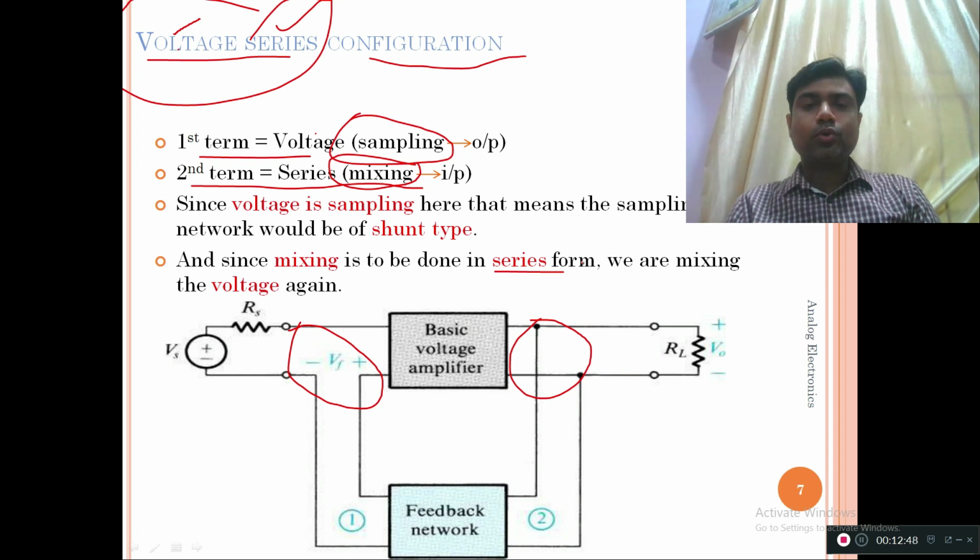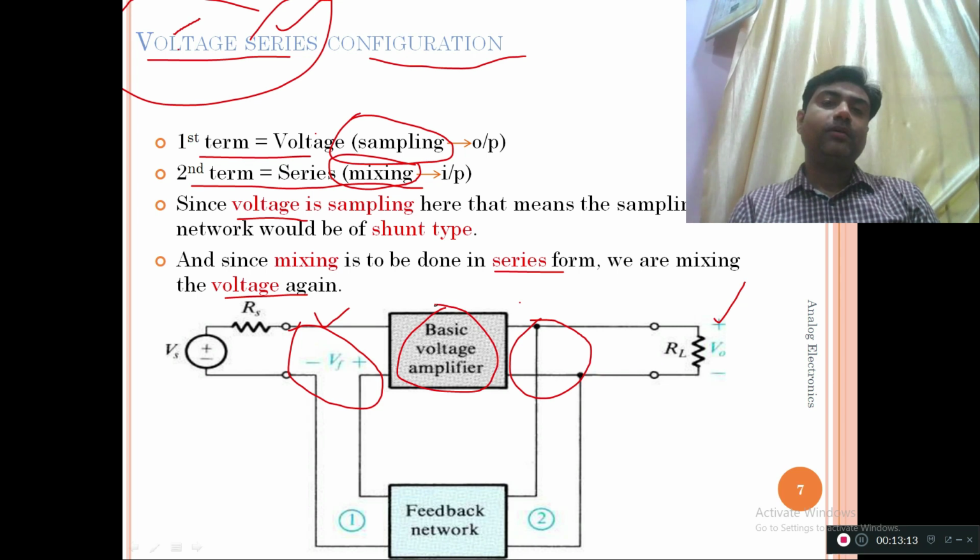Now as you can see, the voltage is at the output side and the voltage is also at the input side. So what is this amplifier? Output voltage upon input voltage. So this basic voltage series configuration gives me the configuration of a basic voltage amplifier.